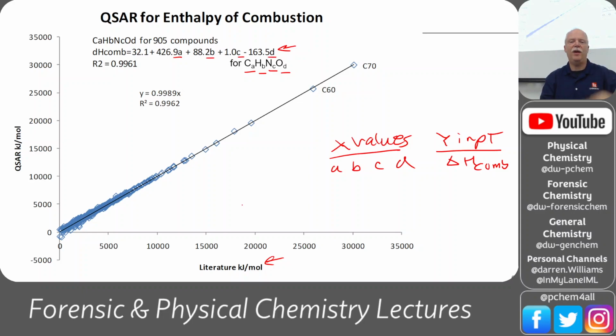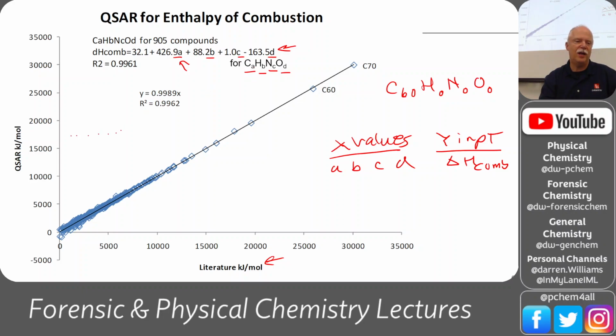So if you have a compound like C60, it's C60, H0, N0, O0. That's the formula for C60. So I'll put 60 in for A right there, the zeros for these, and add 32.1, and I get the enthalpy of combustion for C60. You see how you use the equation? Whatever molecular formula you have, you can calculate the delta H of combustion.